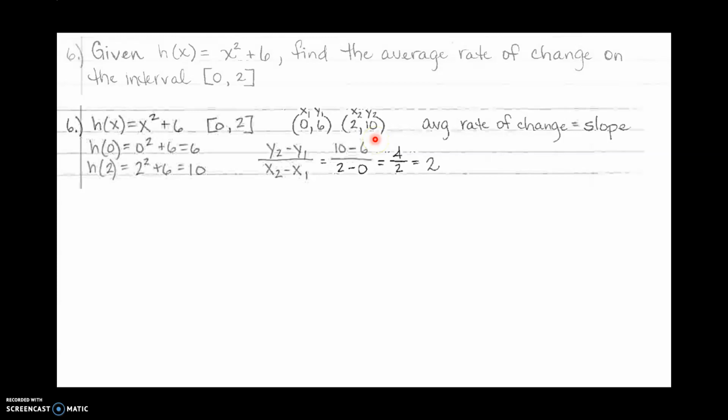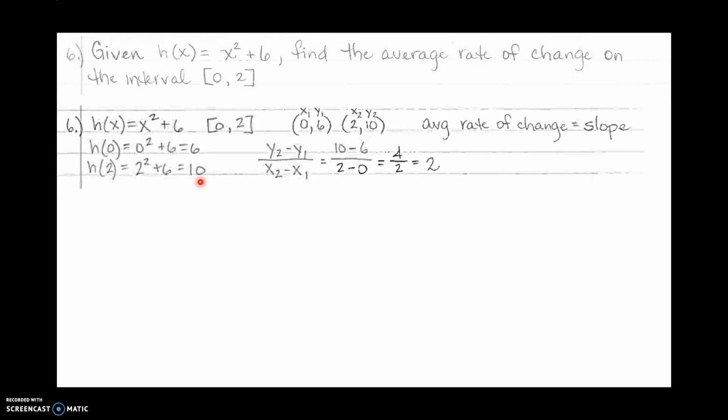If you know x and you want to find y, you just plug into the function, right? So if I take 0 and I plug it into my function in the place of x, I would just get 0 squared plus 6, or 6. So there's my first ordered pair, (0, 6). And then if I take 2 and I plug that into the function, put 2 in the place of x, so 2 squared plus 6, 4 plus 6 is going to give me 10.